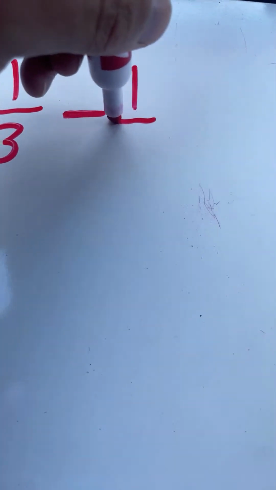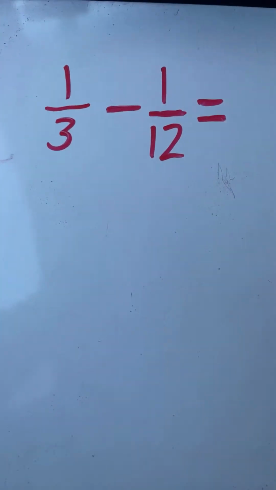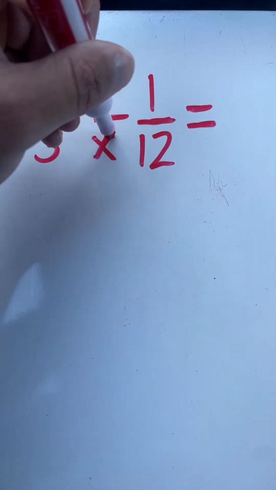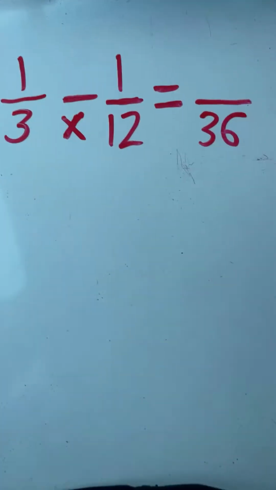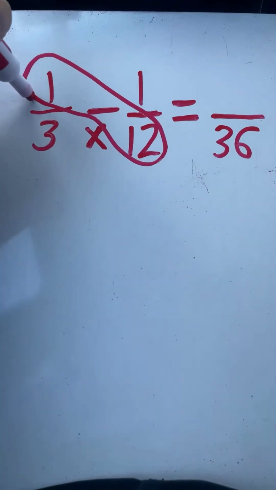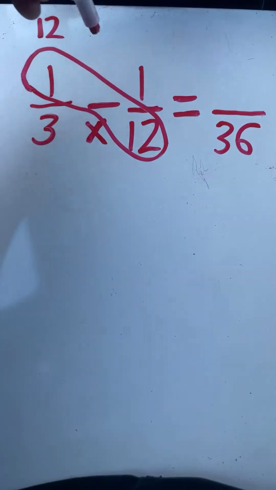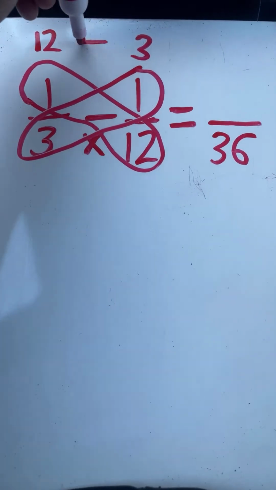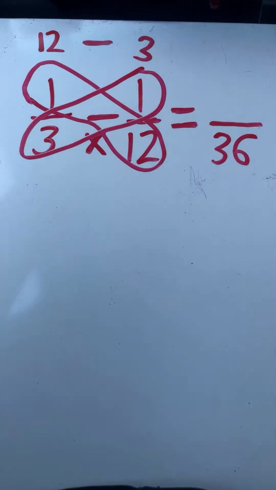One third minus 1/12. So step 1, we multiply our two different denominators to get a common denominator. 3 times 12 equals 36. Step 2, we have to multiply each numerator times the opposite denominator. 1 times 12 equals 12. 3 times 1 equals 3. So we have to subtract 12 minus 3. 12 minus 3 equals 9.